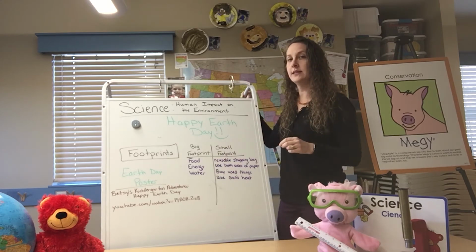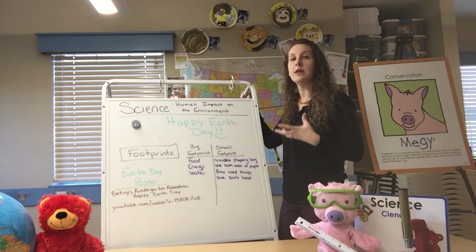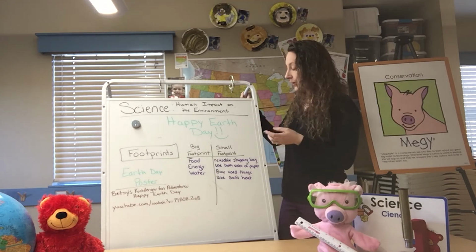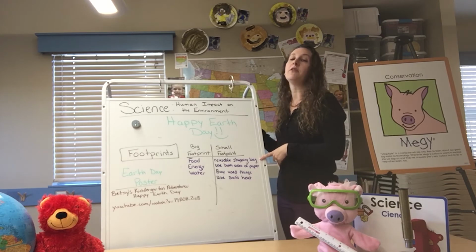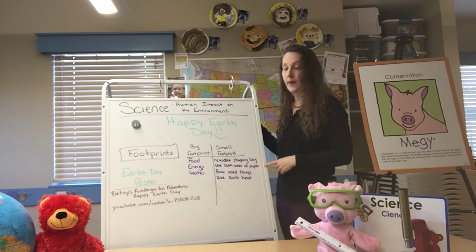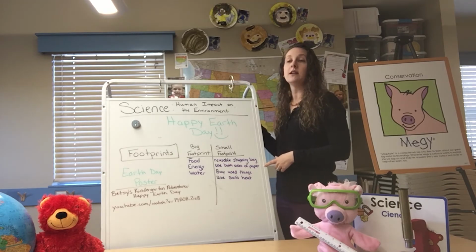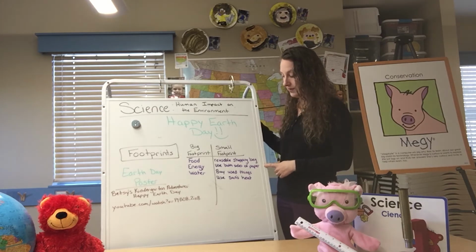Smaller footprints, I want you to think about something smaller that reduces the amount of impact on our Earth. So for example, reusable shopping bags is a smaller footprint than if you just use bags and throw them away all the time. Use both sides of the paper, like we're going to do today. Now if you always just use one side of the paper, that has a bigger impact than if you use both sides of the paper, right?